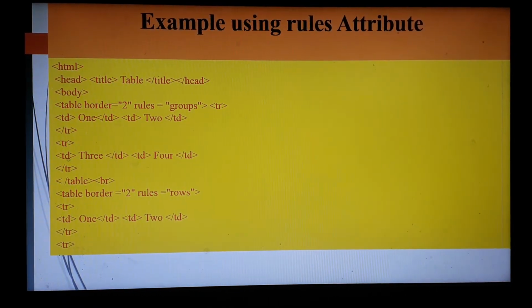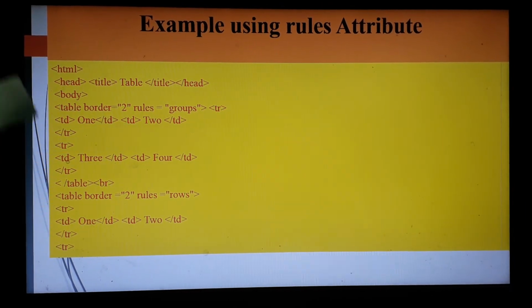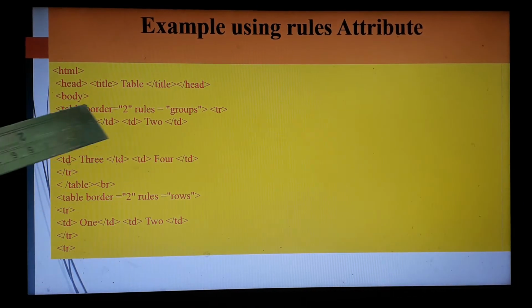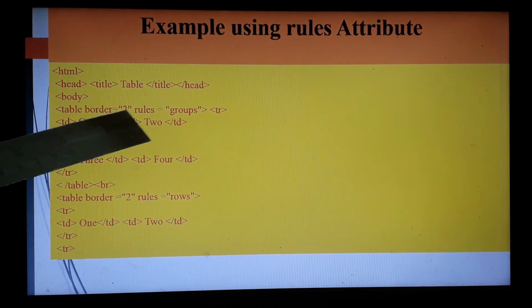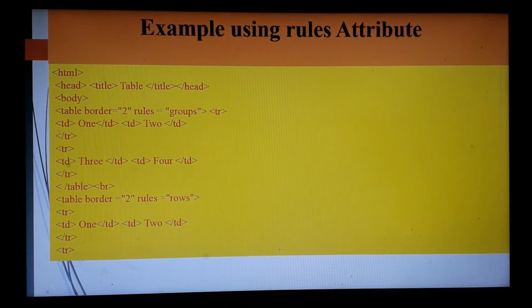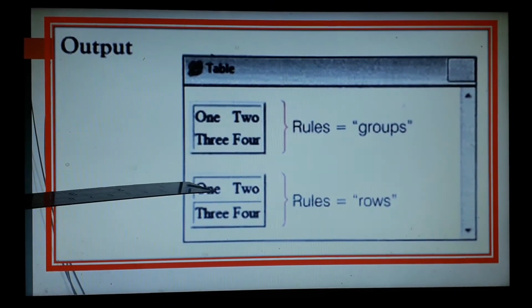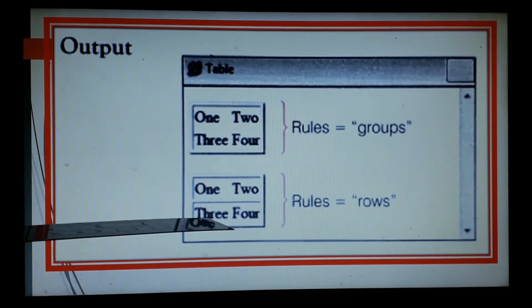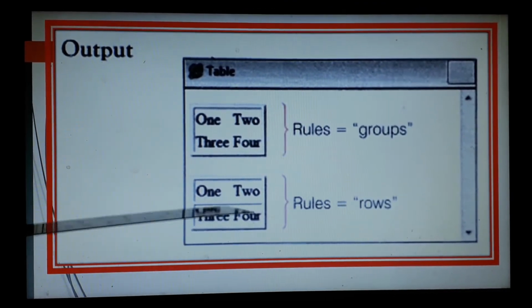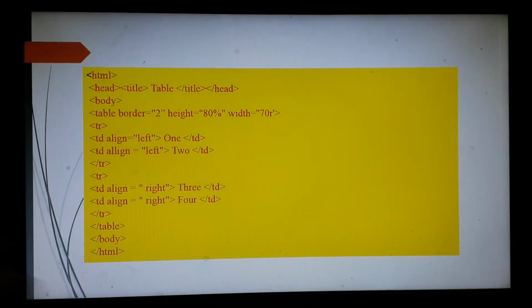Now we have written one example using the rules attribute. You give the same table title, then border equal to 2, rules equal to groups. You have given one value, then data 1 2 3 4 has been given. See the output. With rules equal to groups, all the data has been grouped together, and here with rules equal to rows, all the data came in rows.